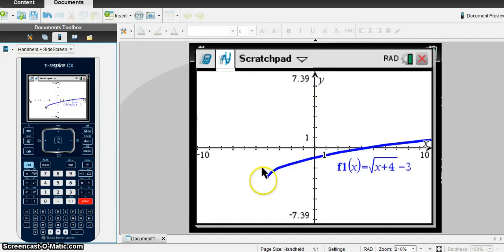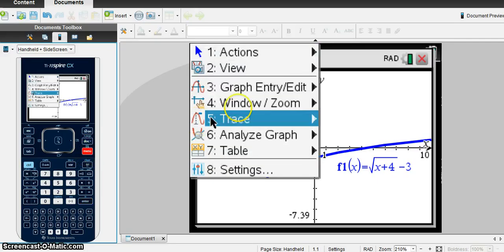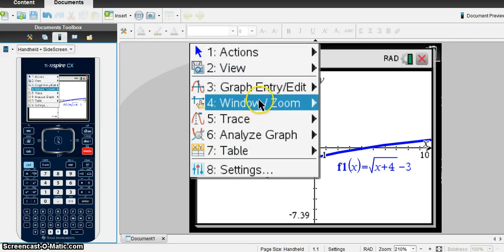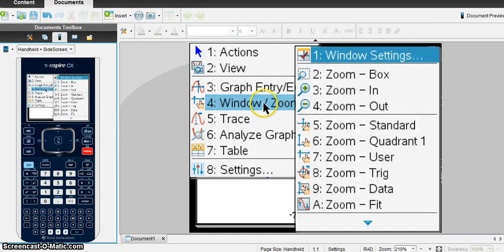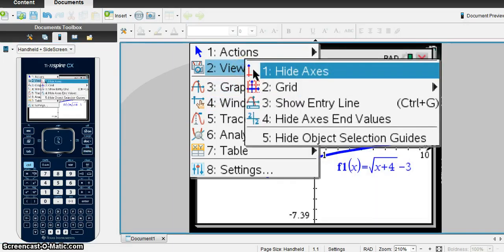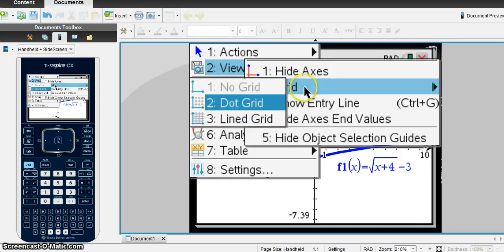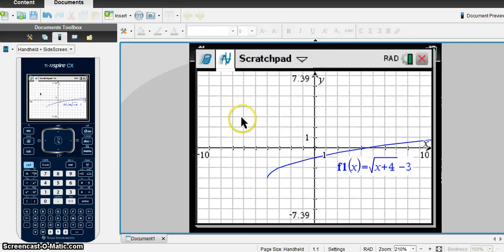It's kind of beneficial if you can see the grid lines. You can pull those up if they're not already up on yours. Actually, you go to View and Grid. And then I like the lined grid. All right, and that shows you where we're at here.